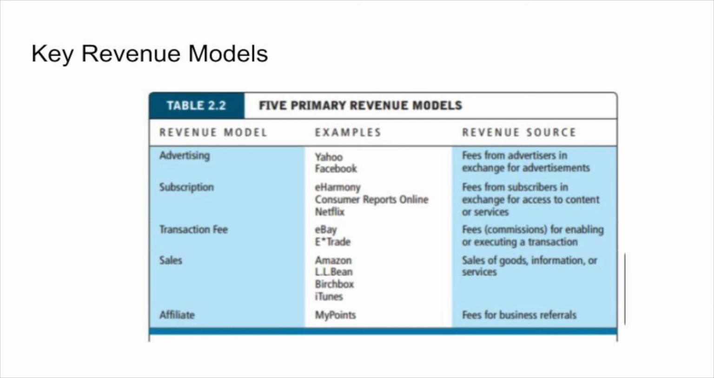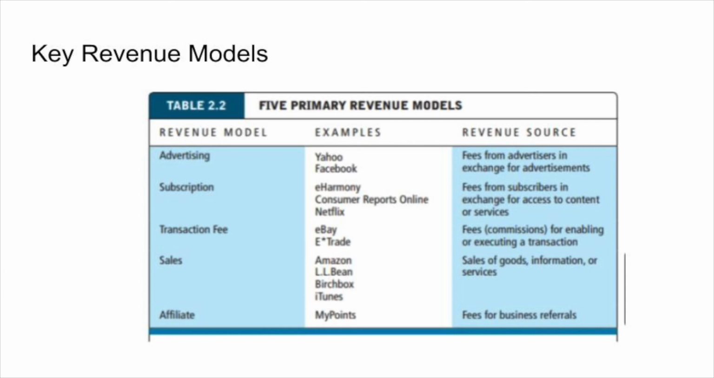For example, advertising. Companies sell advertising, so people pay money to companies to advertise on their websites. There's a subscription model where people pay to gain access to the site. There's the transaction fee model, so as you buy things, a certain percentage goes to generate profit for the company. So eBay, for example, makes money on every transaction. There's the sales model, which is really, I sell you something, I make money on it. It's what we consider the traditional sales model.